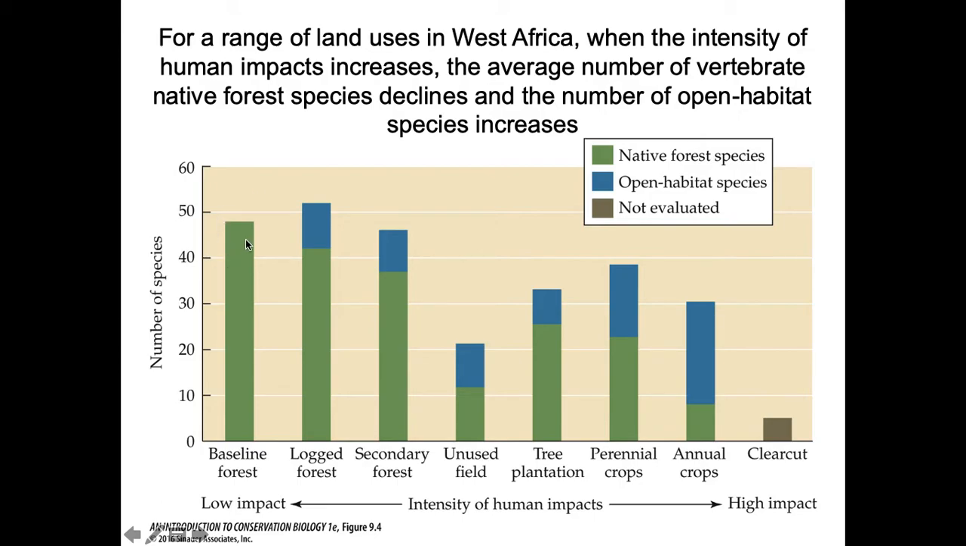The baseline forest is all native forest species, whereas the logged forest has a combination of native forest species and open habitat species. But if we get down here to things like fields, tree plantations, perennial crops, annual crops, we're still getting half or more of the species that you would get in baseline forests. So there is still some conservation value to these if only we can work to facilitate that instead of working against that.